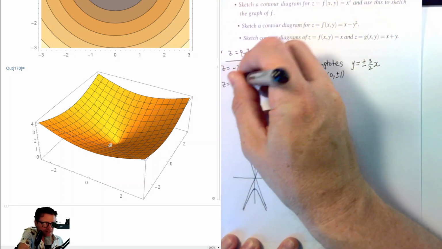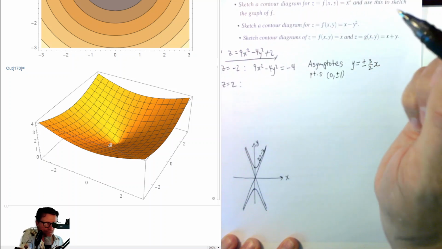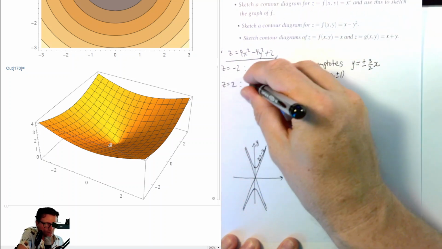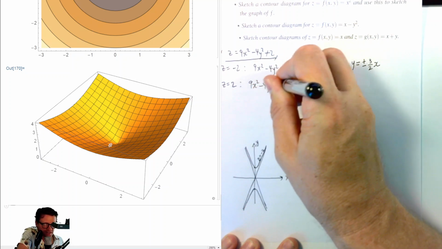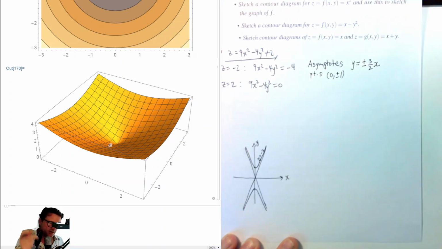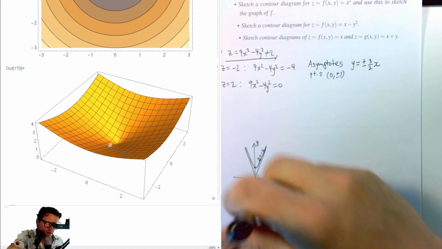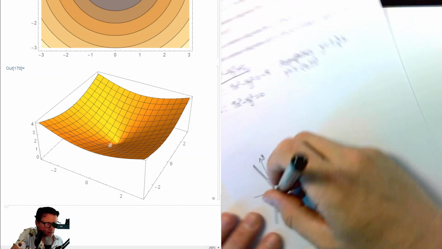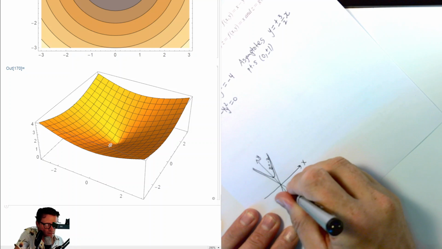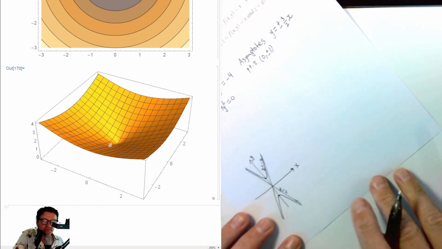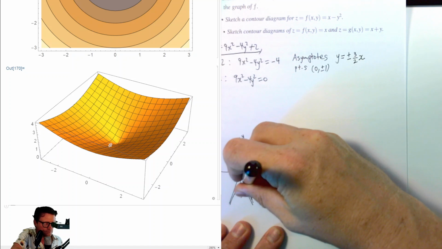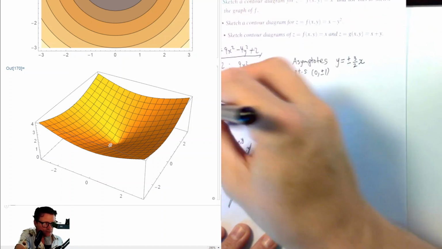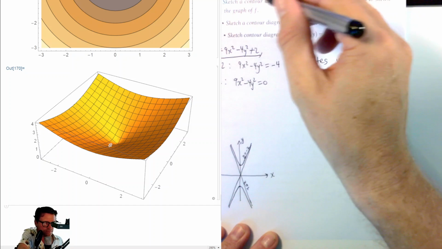So z equals plus 2 gives 9x squared minus 4y squared is equal to 0 because the 2's vanish on both sides. Okay, so the asymptotes here are z equals 2. All right, let's move on to z equals 6.